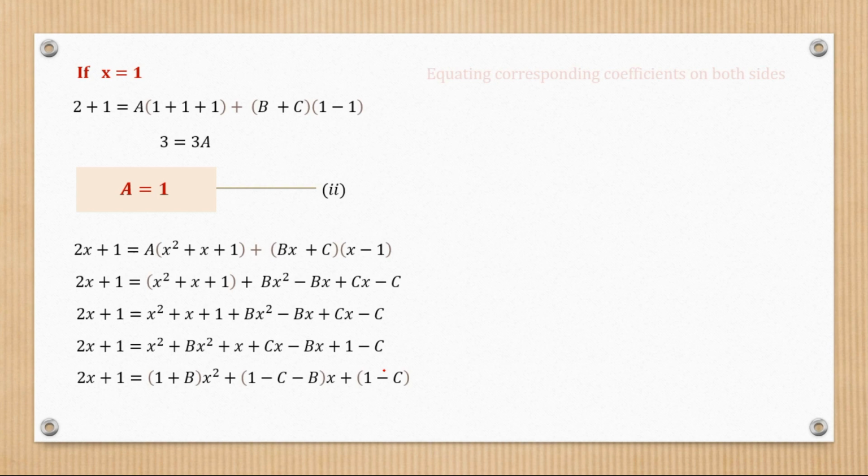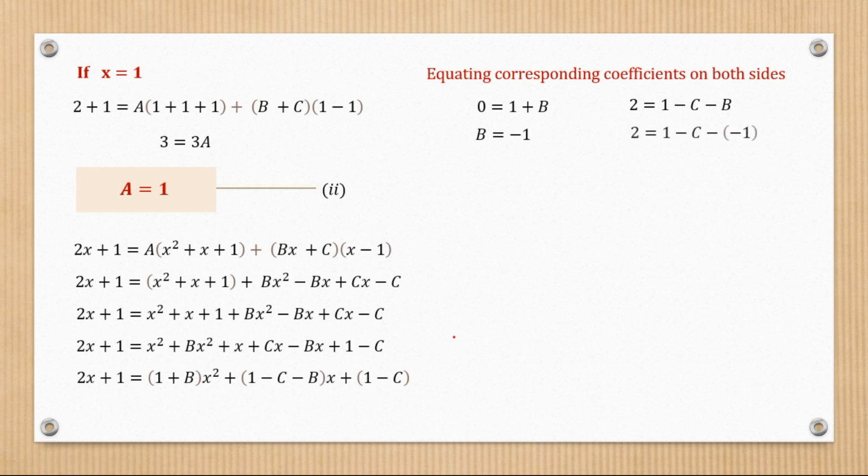Now we can compare corresponding coefficients on both sides. The first thing we can see is 1 plus b shall be equal to 0, so therefore b is equal to negative 1. Then we can also see that 1 minus c minus b shall be equal to 2, since these equate to this coefficient right there. We know what b is, so we have 1 minus c plus 1, so therefore c shall be equal to 0.